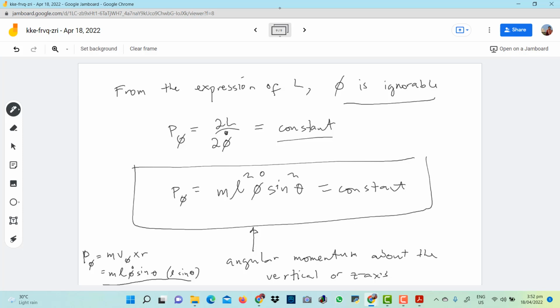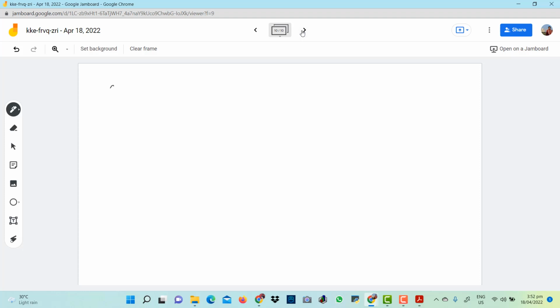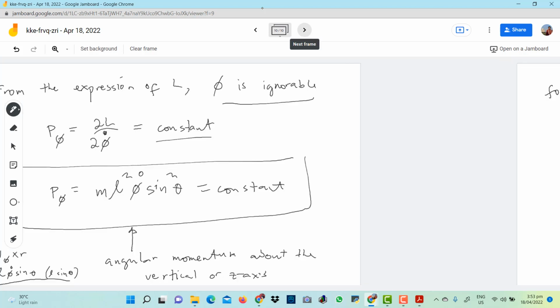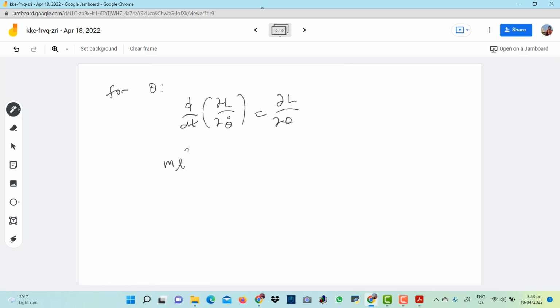Now, that's for phi. What about for theta? We have this, right? For theta, the Euler-Lagrange is given by this: d/dt of partial L with respect to theta dot equals partial L with respect to theta. And if you do the math, if you derive the L, you will get m L square theta double dot equal to m L square phi dot square sine theta cosine of theta minus m g L sine of theta.